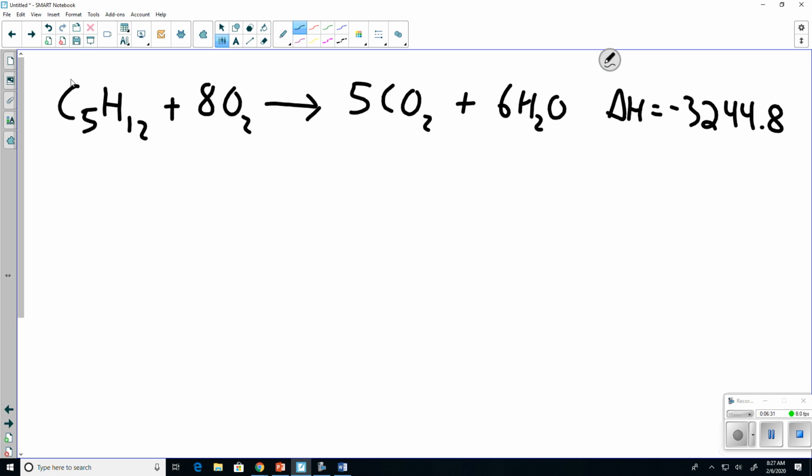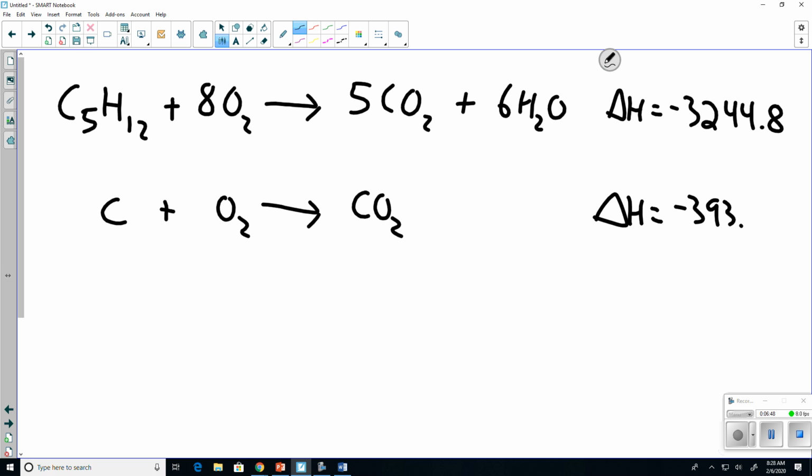And the second equation I gave was the synthesis of carbon dioxide, which is just carbon plus oxygen makes carbon dioxide. Delta H for that reaction I gave you as negative 393.5. By the way, it's just the heat of formation for carbon dioxide, if you used that on the website last time.